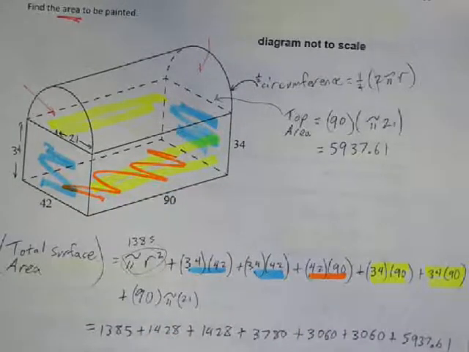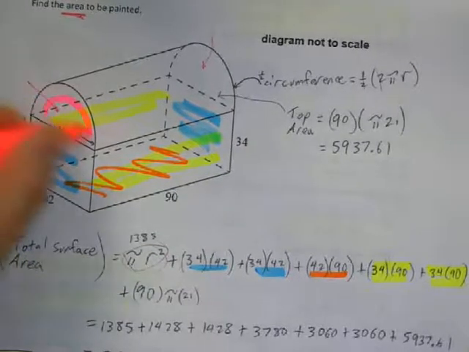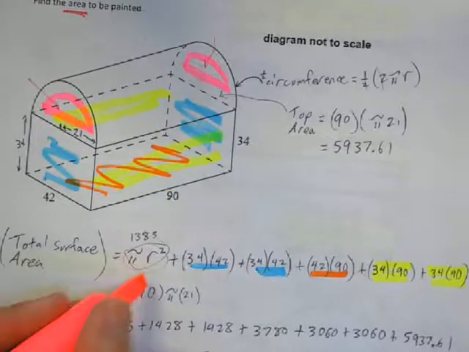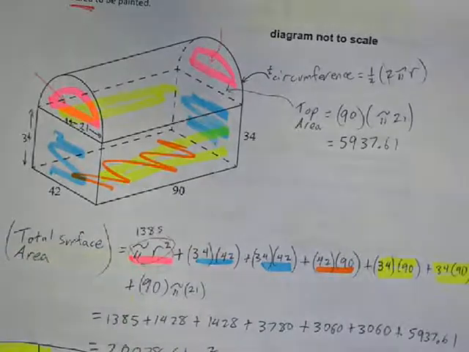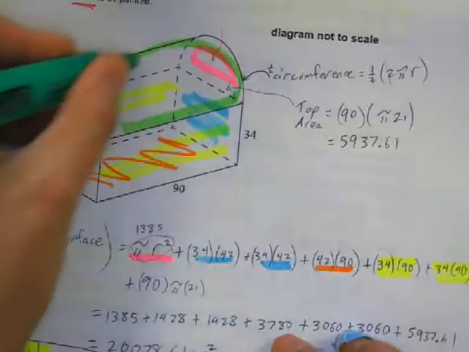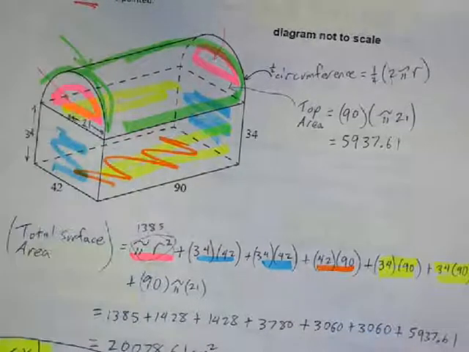And as I said before, we've got this half circle and this half circle, which adds up to a whole circle, which is that right there. And finally, one of the trickier parts is this part that curves over the top.